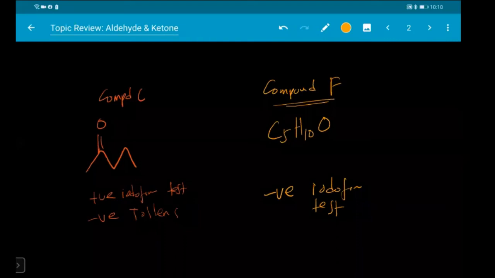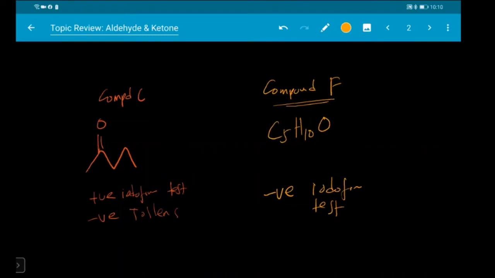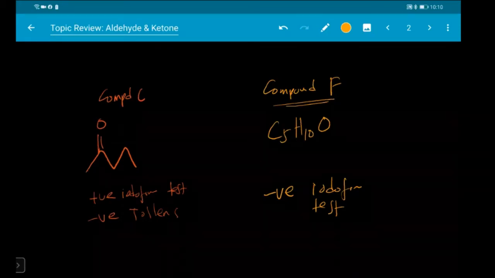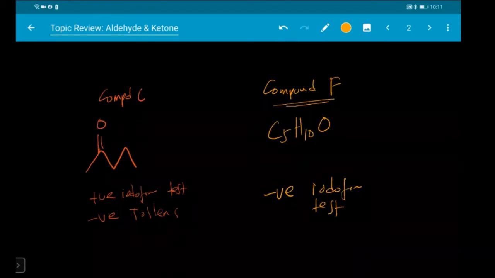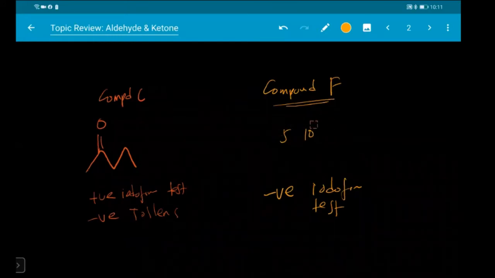Bermaksud apa tu? Untuk tolerance test dia tak cakap positif ke negatif, dia tak cakap. Tapi dia ada bagi info, formula sama, tapi dia negatif iodoform test. Apa maksud dia kata negatif iodoform test? Tak ada methyl group, betul. So tadi kita ada dua structure tadi.